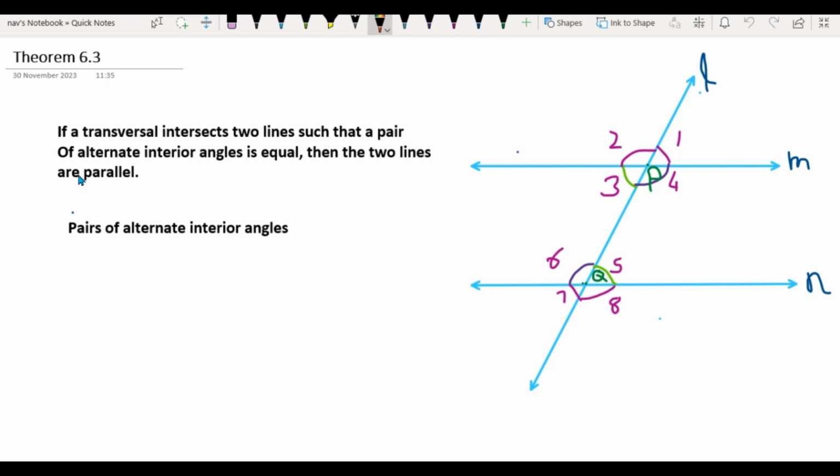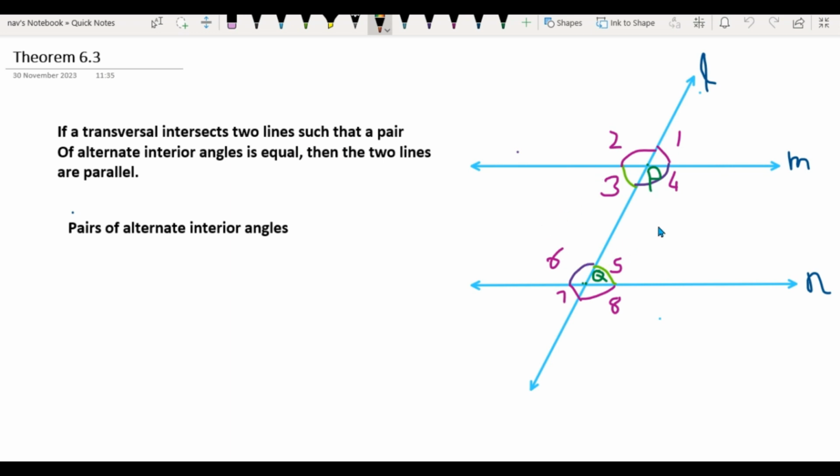Let us understand this theorem by looking at this diagram. Here, line L is the transversal. This transversal L intersects line M at point P and it intersects line N at point Q. We are now concerned with the interior angles only. So the interior angles lie between these two parallel lines. These inside angles are called the interior angles.